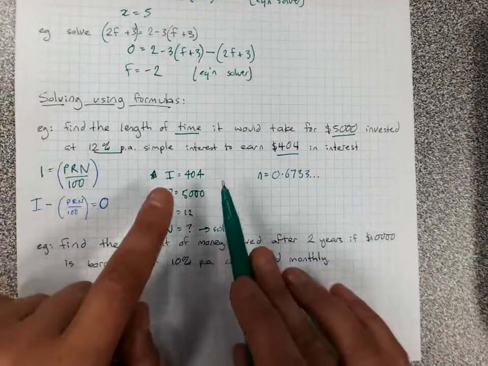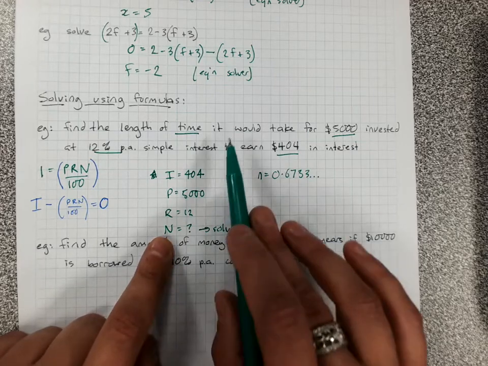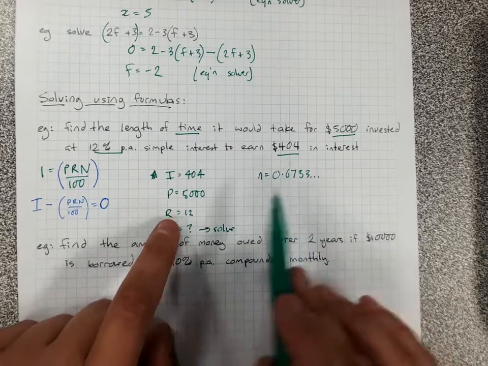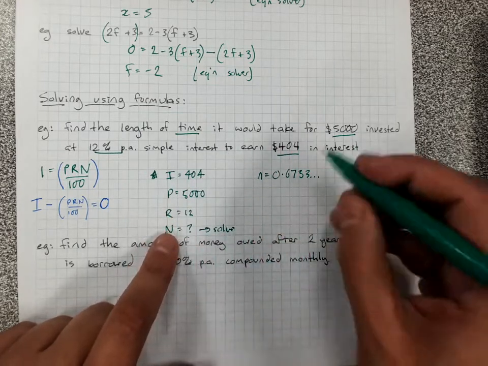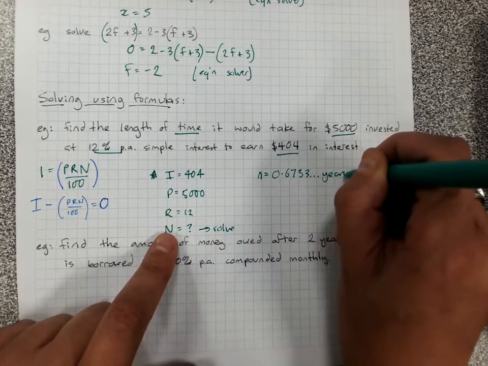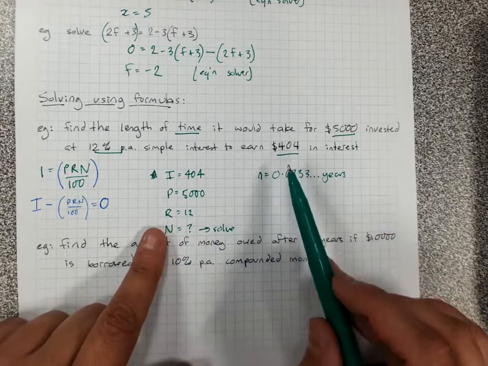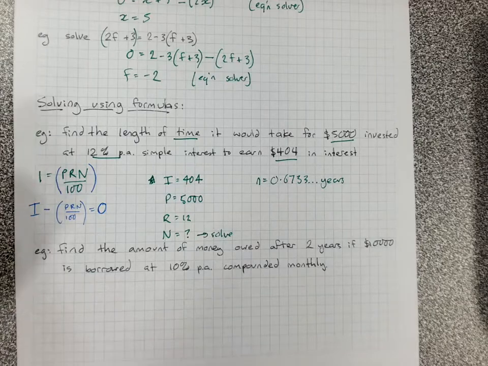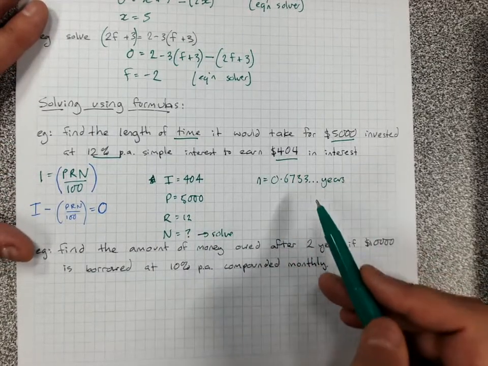Now, you must write this and the fact that you solved, and this is not a good answer. Because this was 12% per annum, this answer has come out in years. You wouldn't give an answer like that. If someone says, how long will it take you to earn $404 in interest, you wouldn't say 0.673 years.